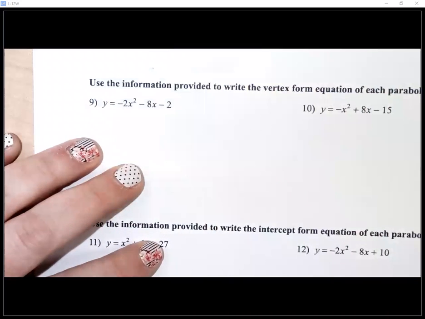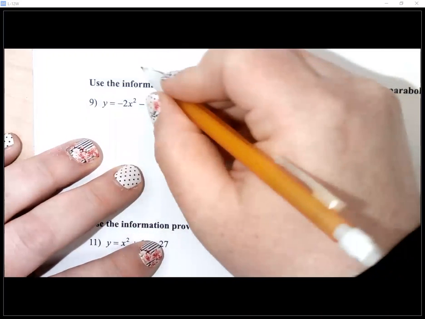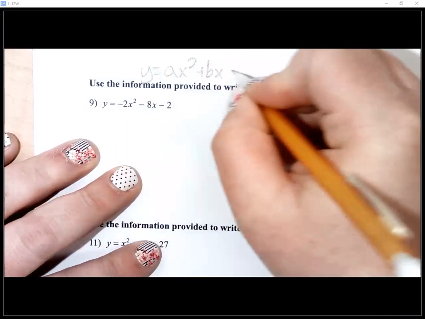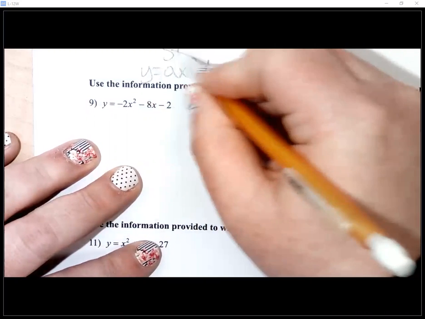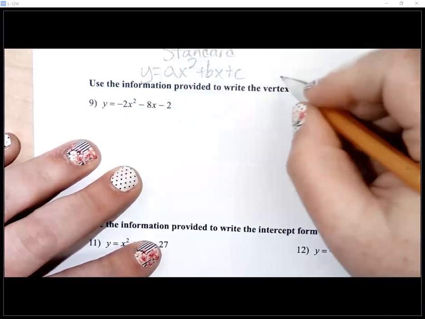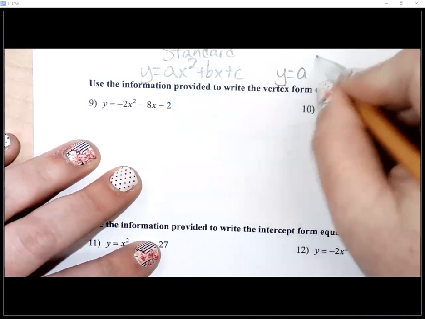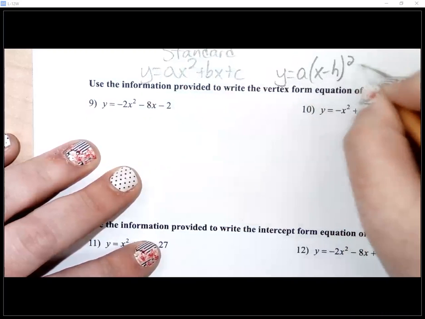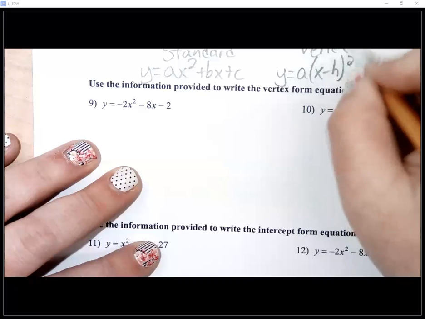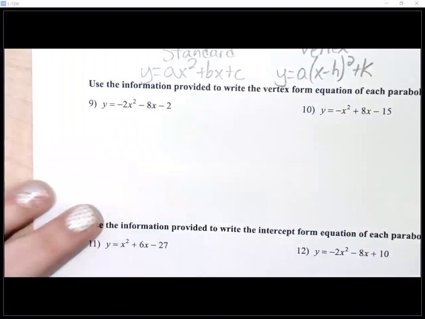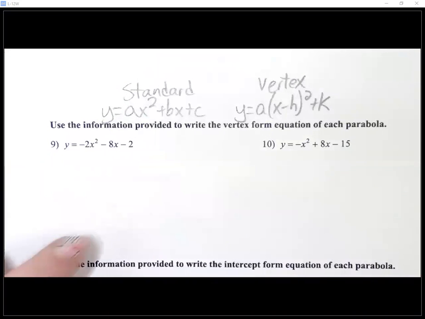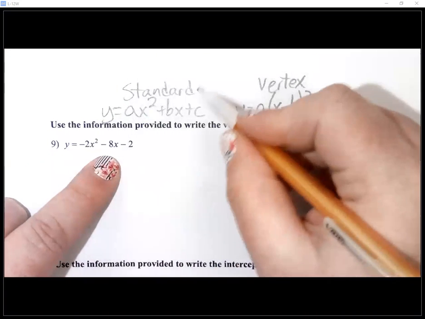All right, so this, ax squared plus bx plus c, that's standard form. We also have talked about vertex form: a times x minus h squared plus k. This is vertex form. So questions 9 and 10 are asking us to switch between these two. They're giving it to us in standard form and they want us to change it into vertex form.